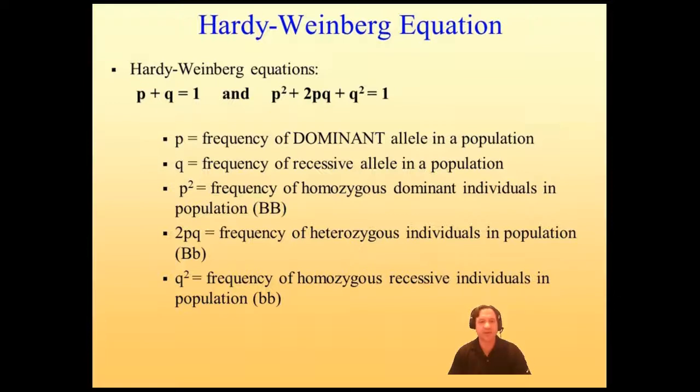2 times P times Q, or 2PQ, would be the frequency of heterozygous individuals in the population. Now, in this example, they would have brown eyes because they have one dominant brown-eyed allele, but they would have the genotype of big B, little b. And finally, Q squared would equal the frequency of homozygous recessive individuals in the population. So Q squared would equal the percentage or frequency of people that would have blue eyes.